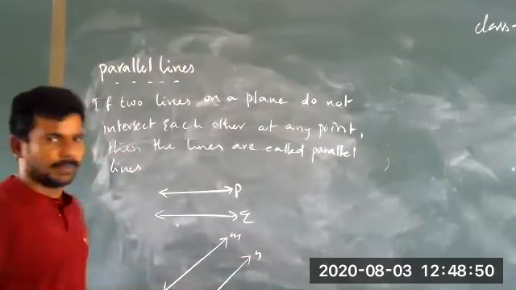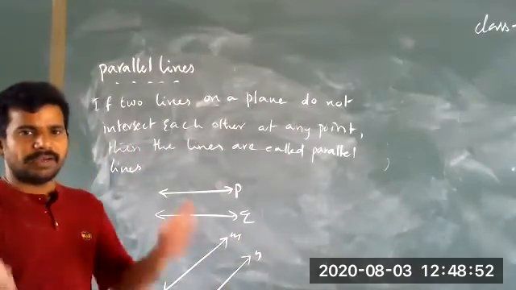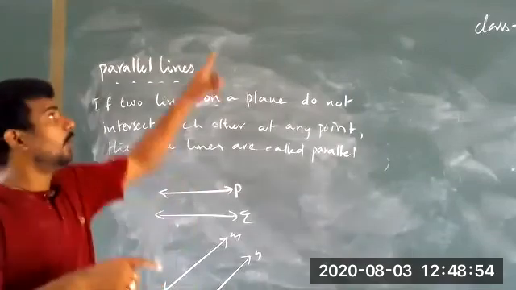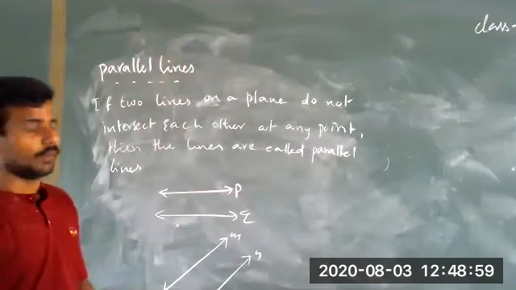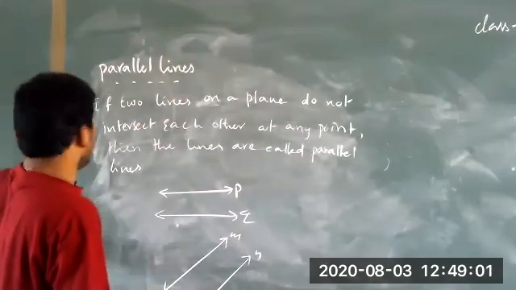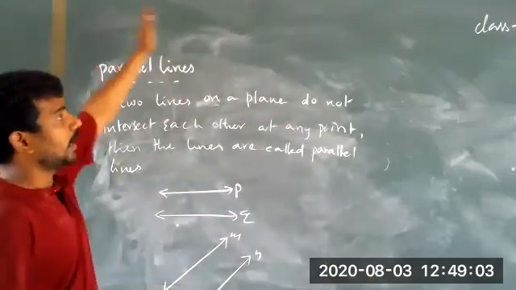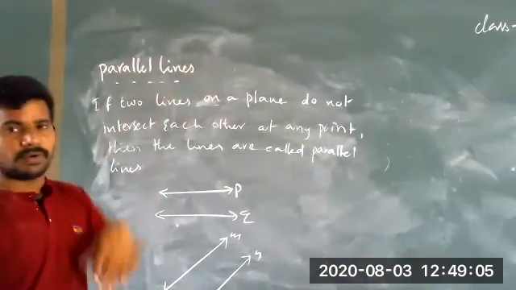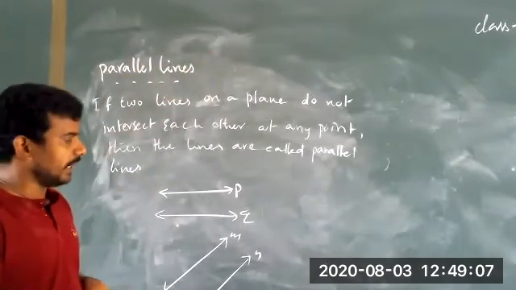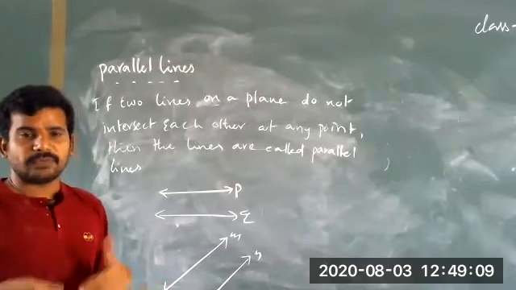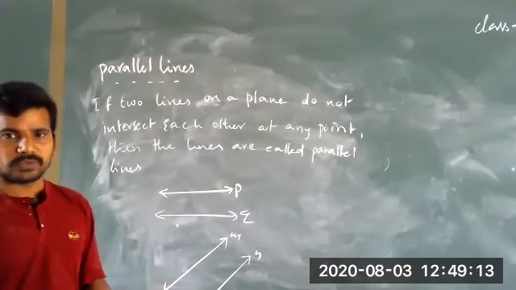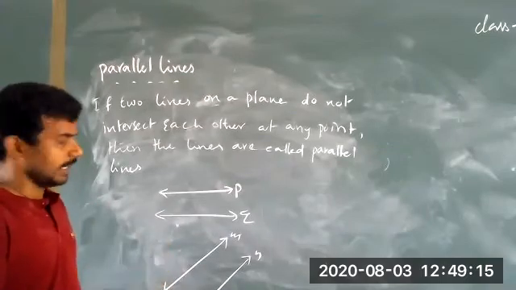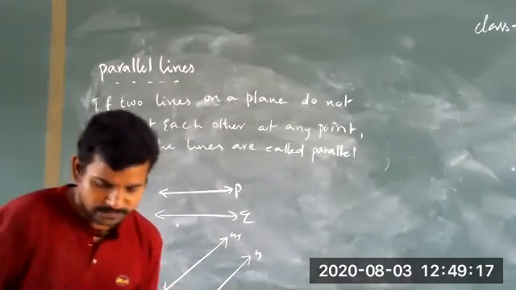This M line and this N line: these two are parallel lines. Examples: railway tracks, edges of a blackboard. This edge and this edge, these two vertical edges of the blackboard, are the best examples of parallel lines. And the edges of a box, a rectangular box or a square box, are also examples of parallel lines.